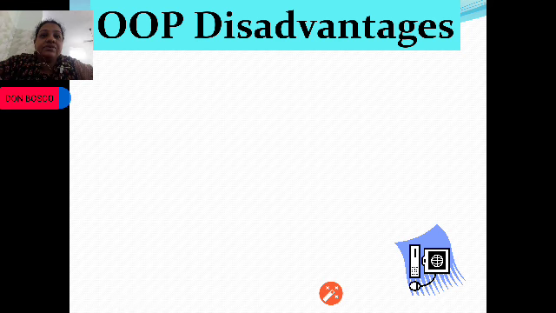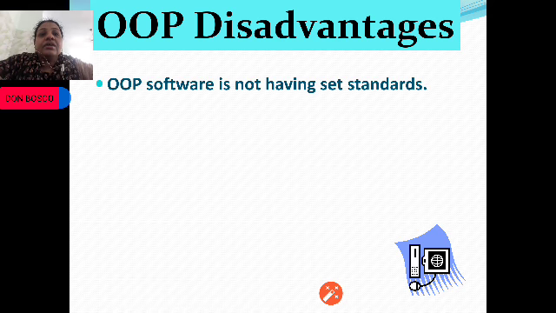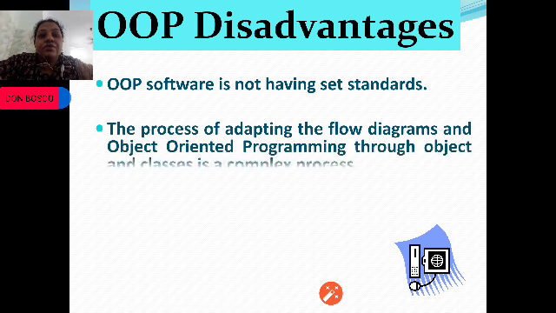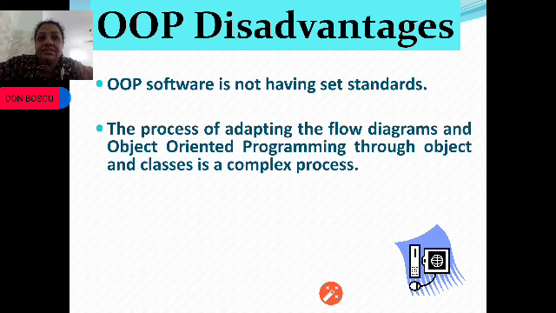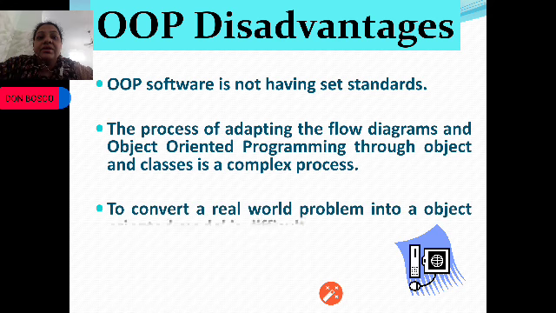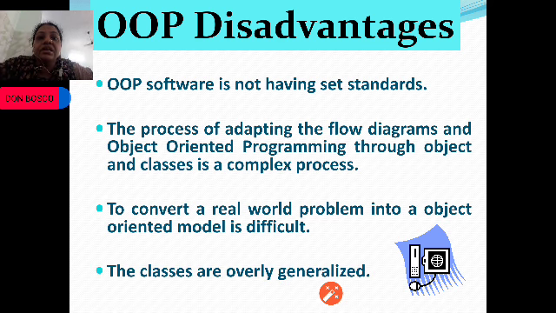As every coin has two faces, if there are advantages, there will be disadvantages also. Let us discuss the disadvantages of object-oriented programming. The following are the disadvantages. It does not have a set of standards, and it is difficult to adapt the flow diagrams to object-oriented programming. It is difficult to convert a real world problem to an object program. Lastly, the classes are overly generalized.